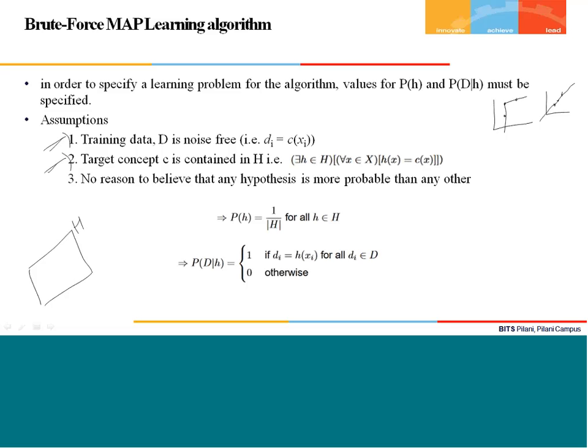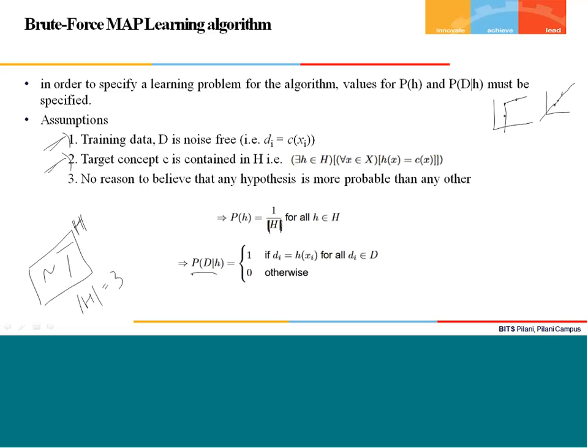No reason to believe that any hypothesis is more probable than any other. What I mean to say is that the prior probability of every hypothesis is equal. This is a cardinality expression. In set theory, this notation means the number of items in the set. This is the hypothesis space H, and let's say these are the three hypotheses in this space. So the cardinality of H is equal to 3, the number of hypotheses in this set. So P(h) is equal to 1 upon the number of hypotheses. For example, if it is N, then it is 1 upon N. It is equal, right?